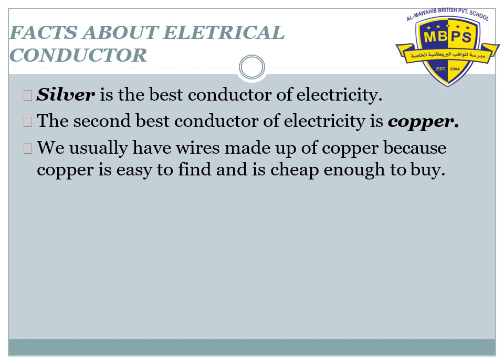So we came to know from that experiment that silver is the best conductor of electricity. If silver is the best conductor, why do we have wires of copper? Because copper is easier to find, cheaper to make and cheaper to buy, and it's better to use.